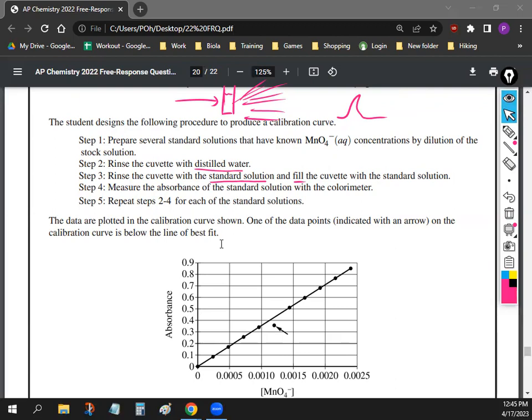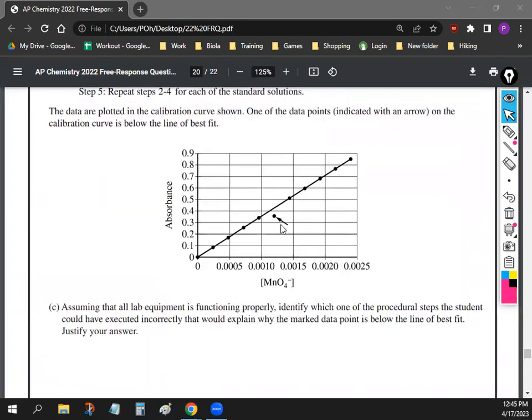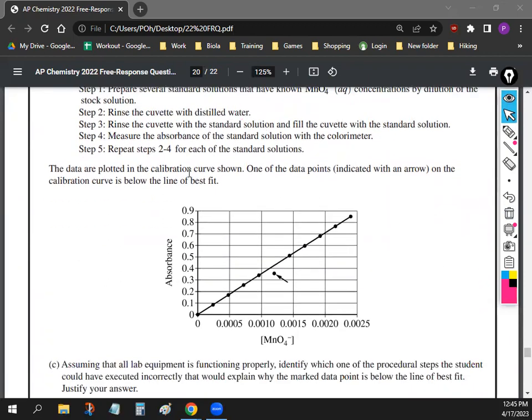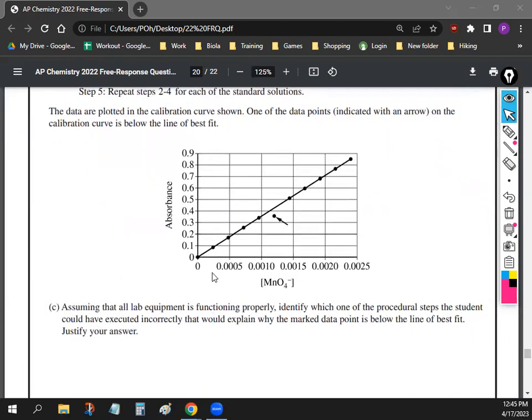All right, so it tells us that this right here is what's produced. This is a chart that's produced. And if you guys notice, there's one thing that's off, right? There's one data point that's not with the curve. The question is basically asking us to find which one of these steps the student would have to mess up on in order to get that error right there.